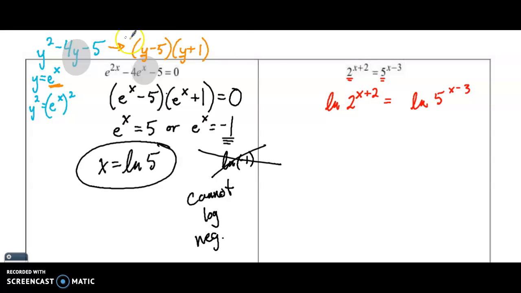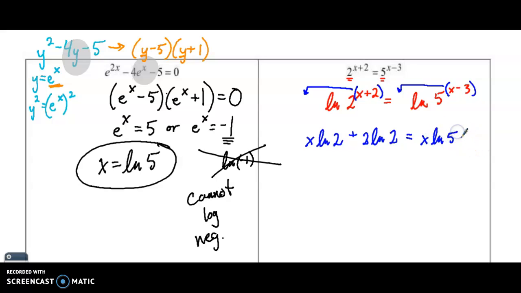And the reason why is now we can take these exponents and move them in front. Now notice that I'm putting these exponents in parentheses because what we really have is we need to distribute natural log of 2 to both the x and natural log of 2 to that 2 is equal to, again, x natural log of 5 minus 3 natural log of 5. Because it's the quantity.